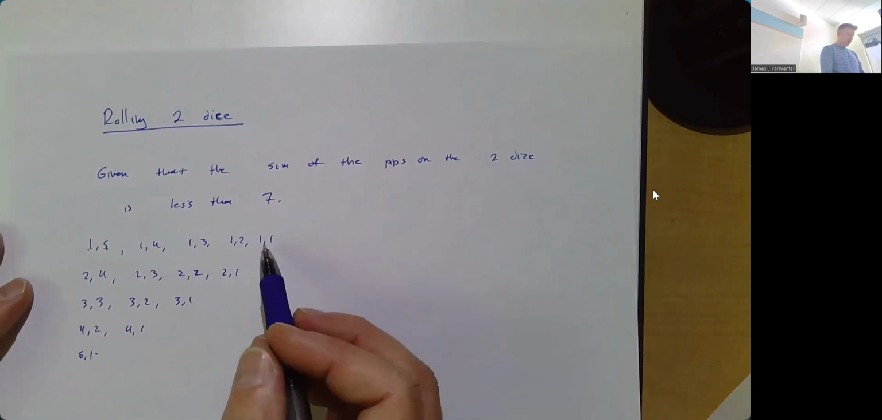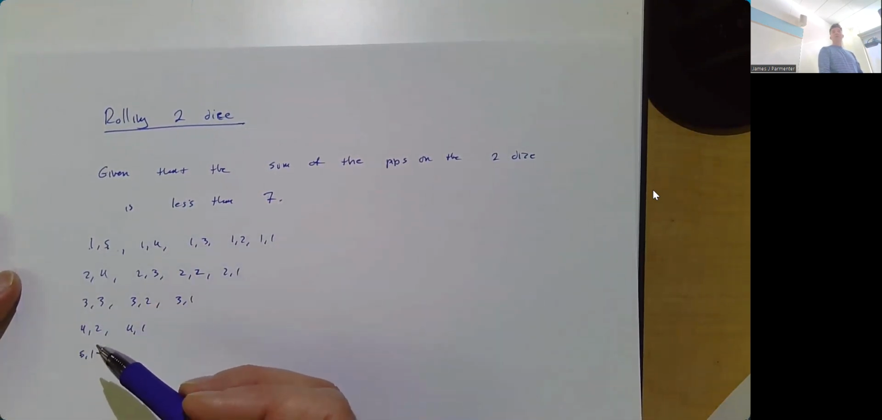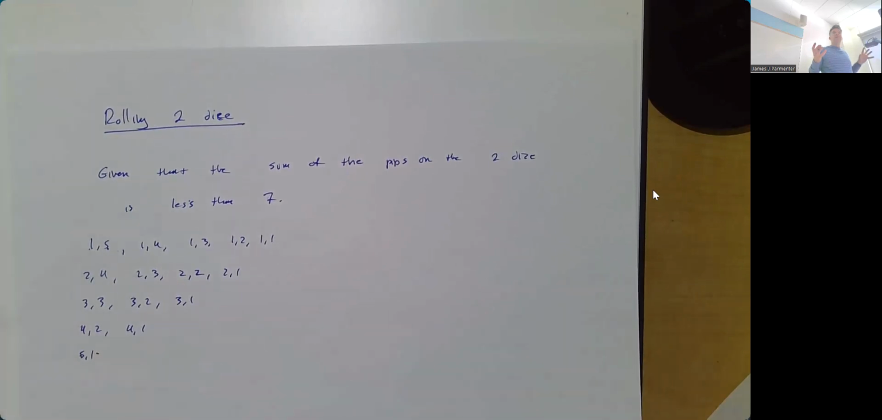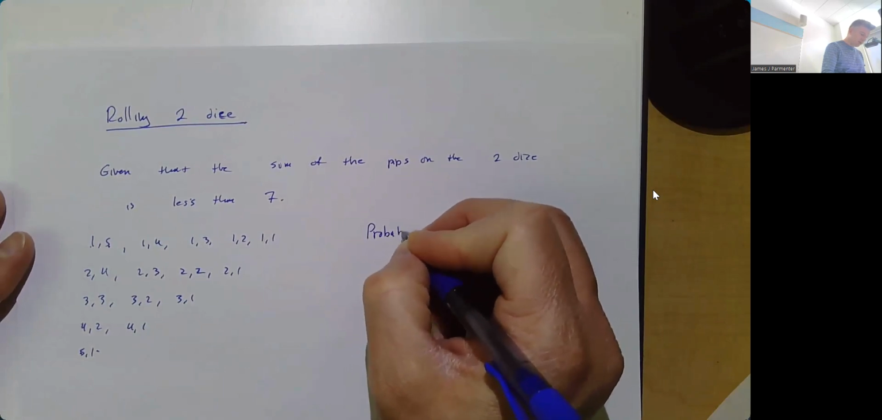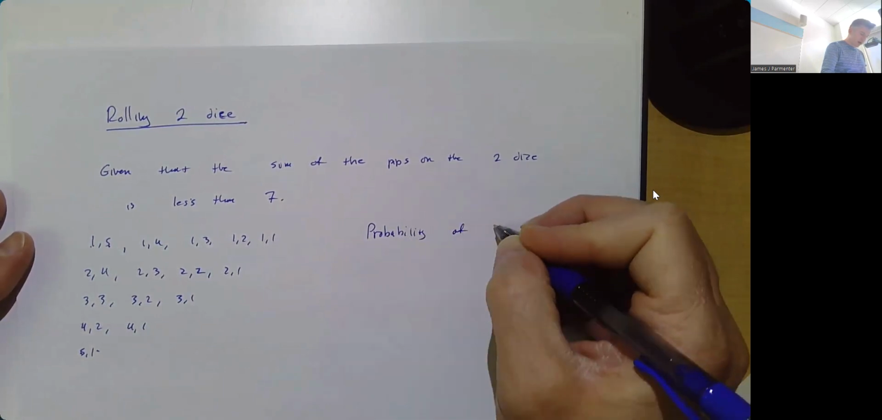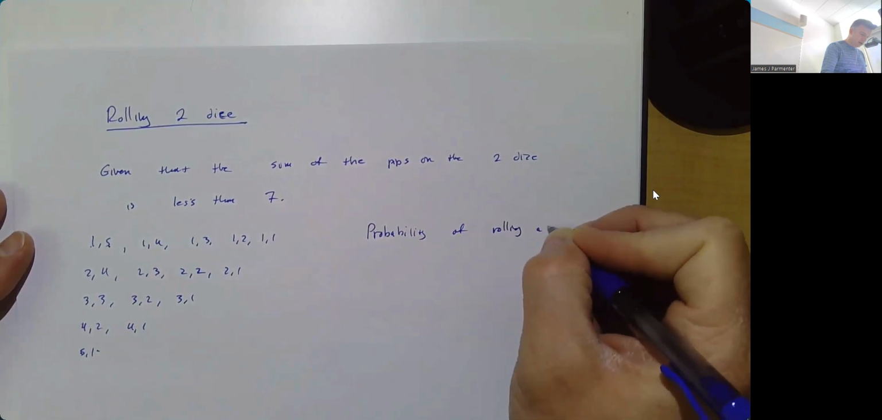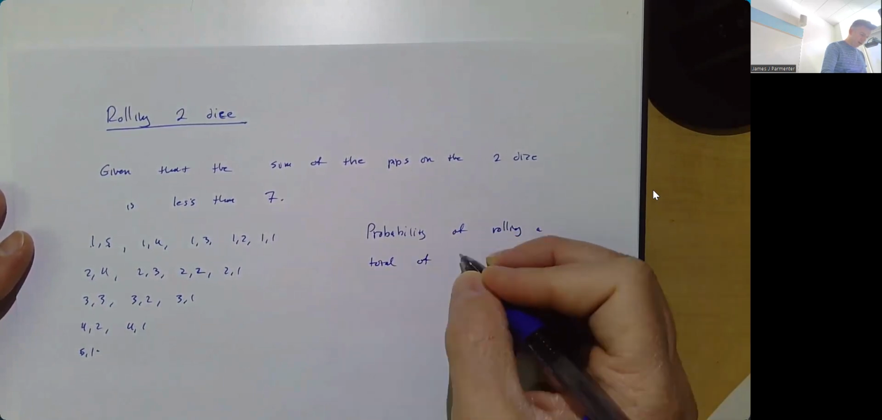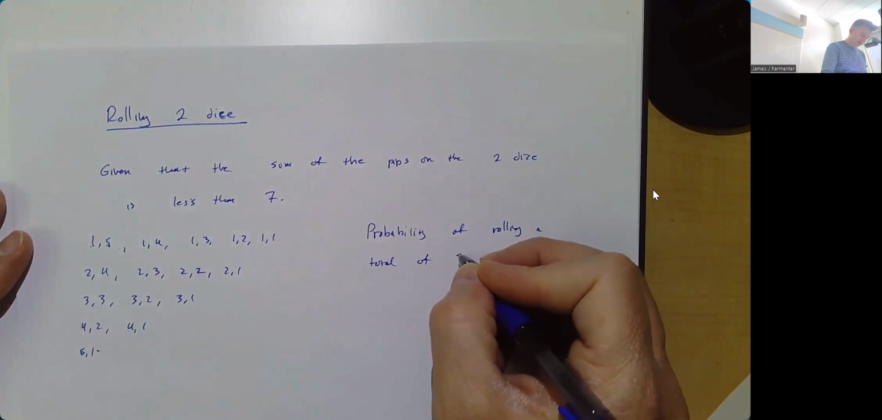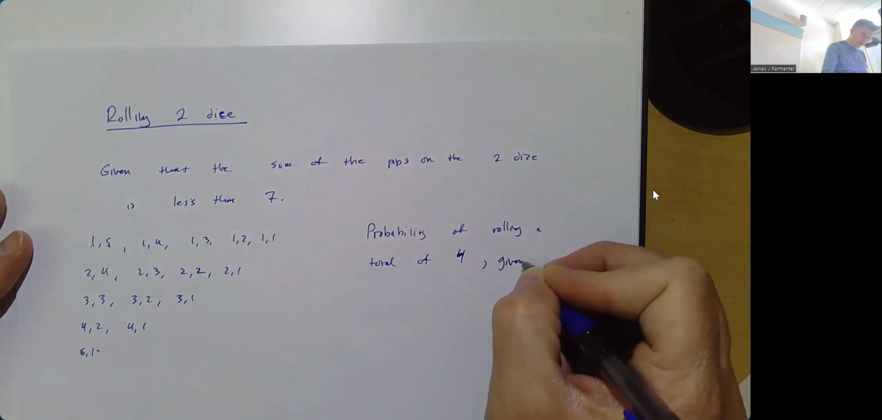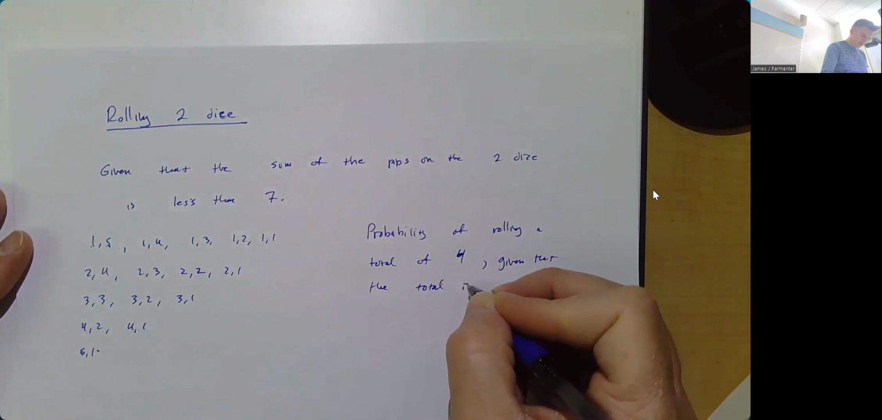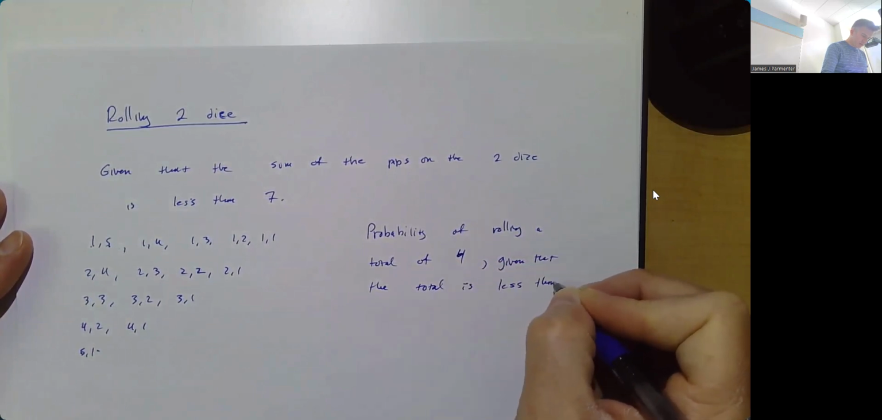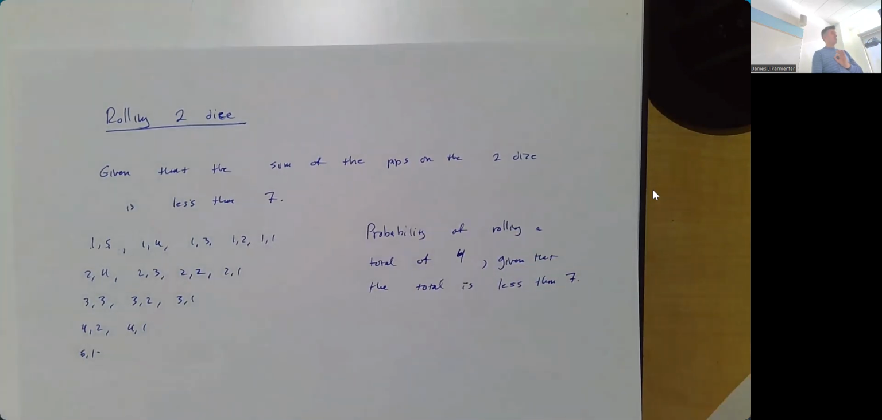Okay, so now here's my lesser space, because I've limited what I can get. And now I'm going to ask the question, what's the probability of rolling a total of, let's say, 4, given that the total is less than 7? There are 2 ways of doing this.